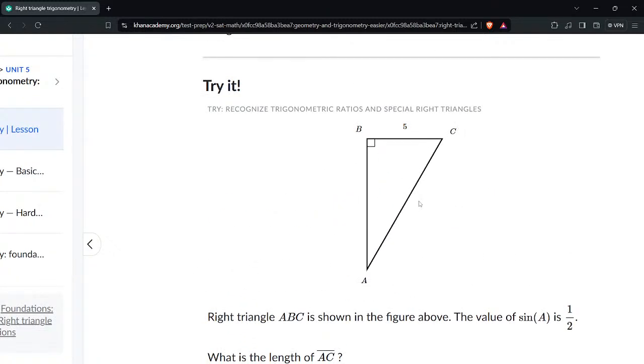Okay, sine A is equal to... This is so hard. What? Sine A is 1 by 2, right? So sine A is 1 by 2. Sine A is 5 by AC. 5 by AC is equal to 1 by 2. AC is equal to 10.